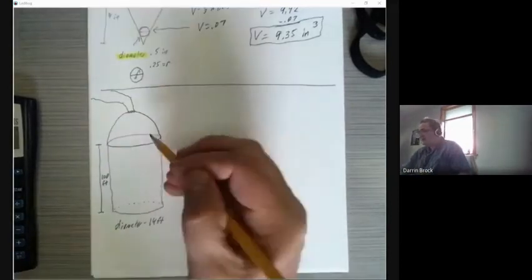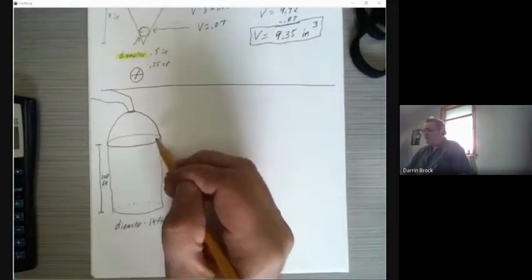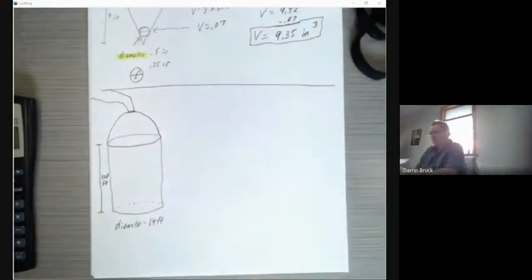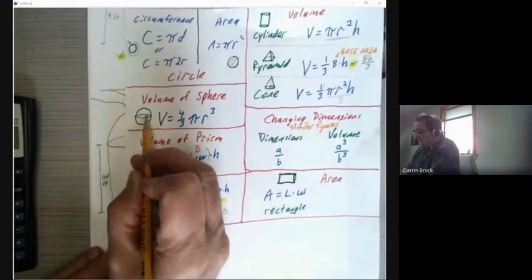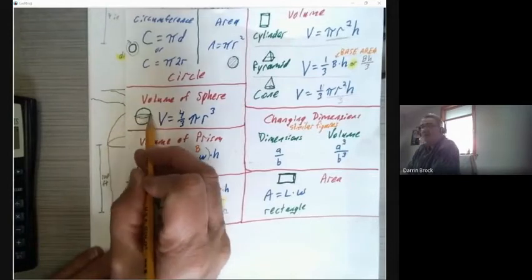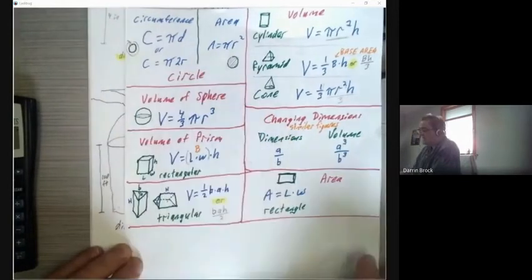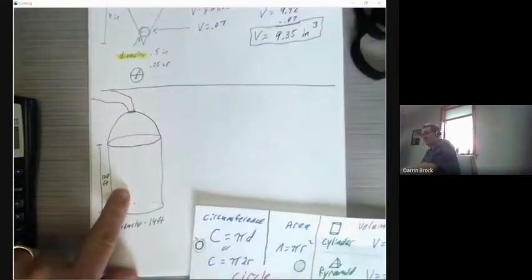We have a cylinder and we have this dome. But that dome is, wrong sheet. That's this sheet. Half of a sphere, right? If we took a sphere and we cut it in half right across the middle, that's the dome. That's the part put on there. So we take a sphere and we take half of it to get the dome.